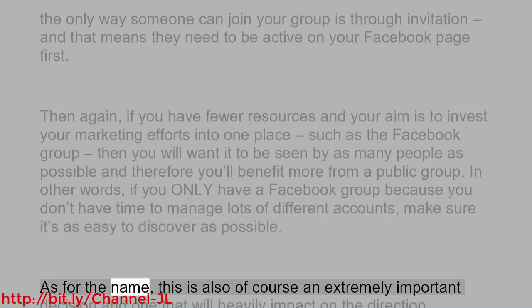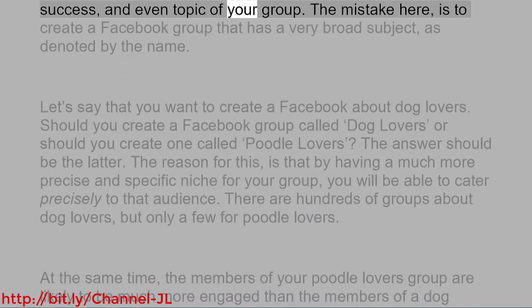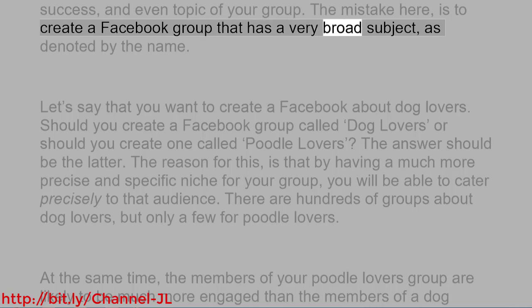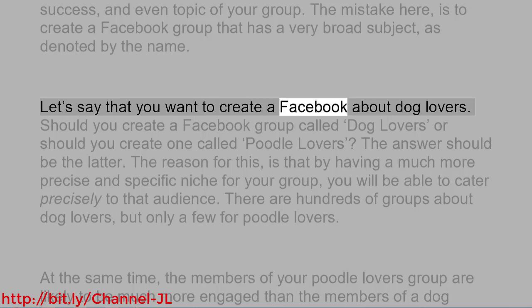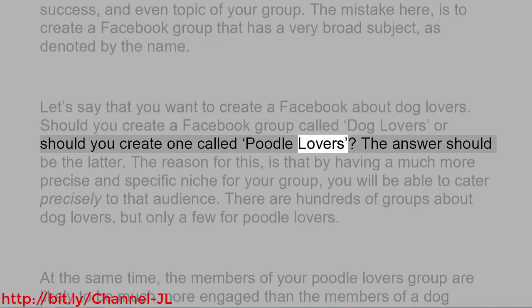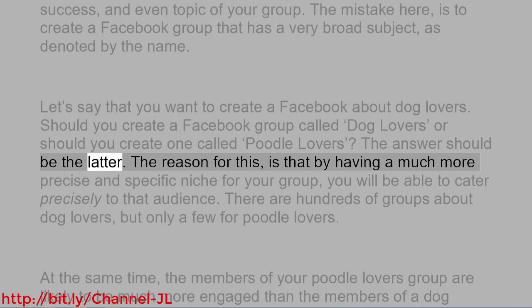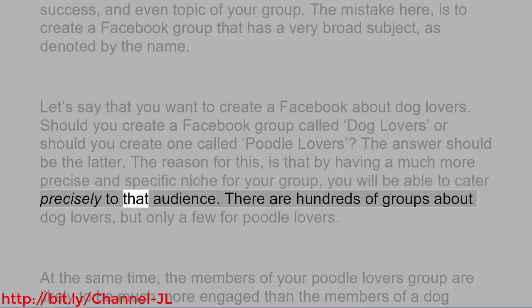As for the name, this is also of course an extremely important decision and one that will heavily impact on the direction, success, and even topic of your group. The mistake here is to create a Facebook group that has a very broad subject, as denoted by the name. Let's say that you want to create a Facebook group about dog lovers. Should you create a Facebook group called Dog Lovers or should you create one called Poodle Lovers? The answer should be the latter. The reason for this is that by having a much more precise and specific niche for your group, you will be able to cater precisely to that audience.